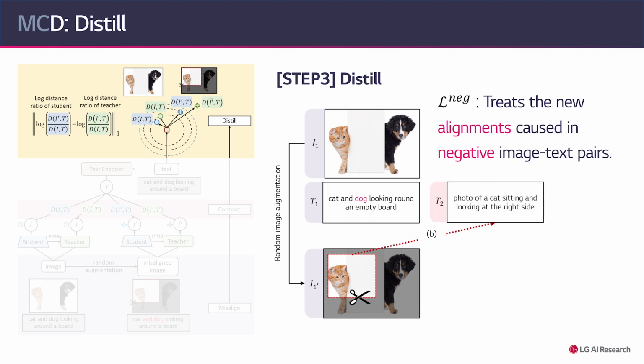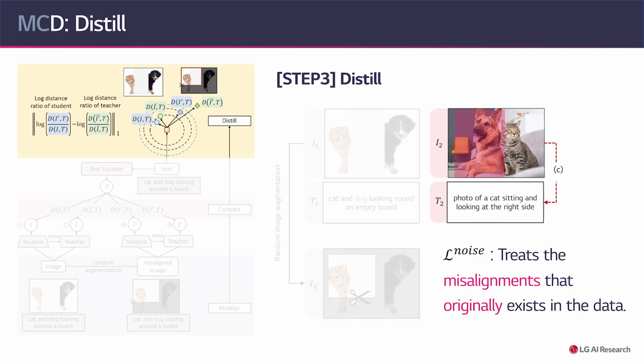The second term treats the new positive alignments caused between negative pairs. For example, the cropping resulted in the remaining image matching with another text description in the batch, which was originally treated as a negative pair. The last term deals with the misalignments that originally exist in the dataset, in cases where the captions do not fully explain the image or in some cases are irrelevant to the image at all.